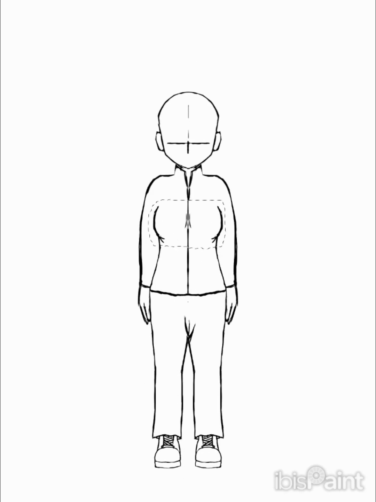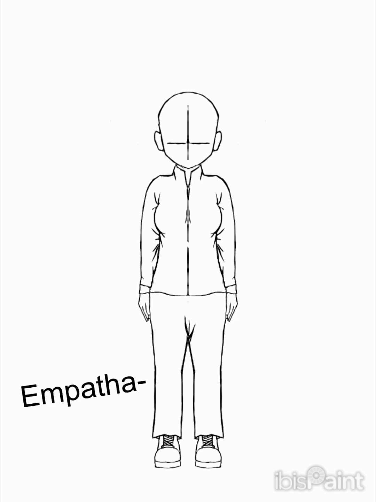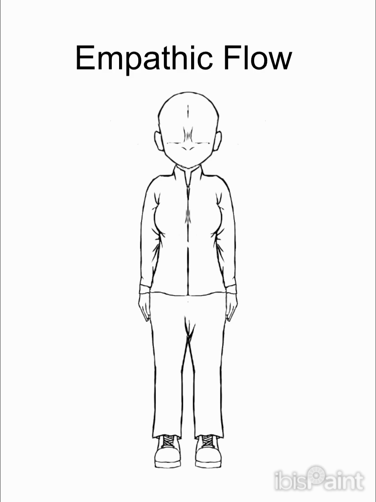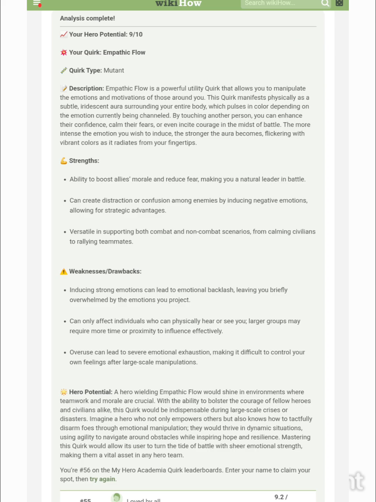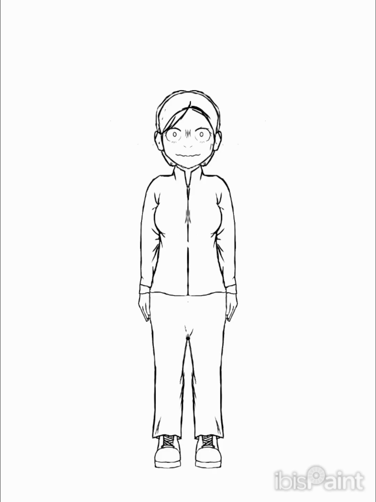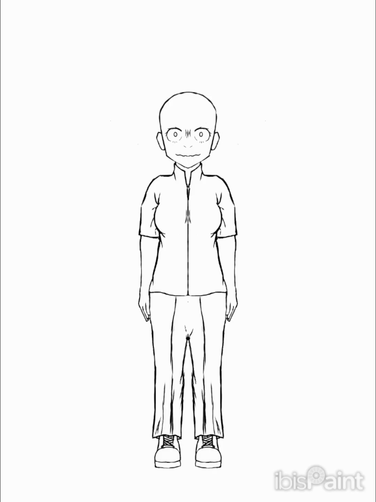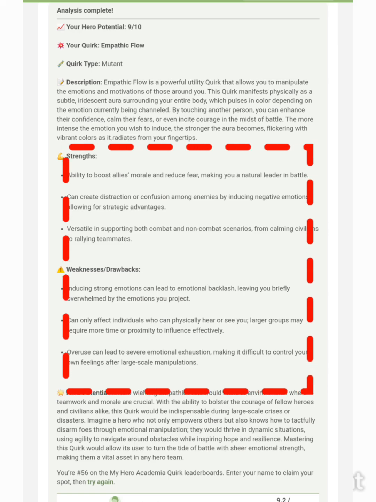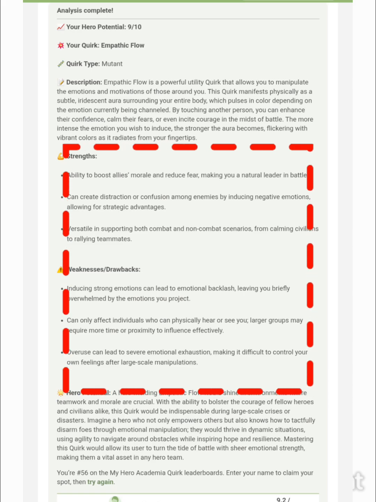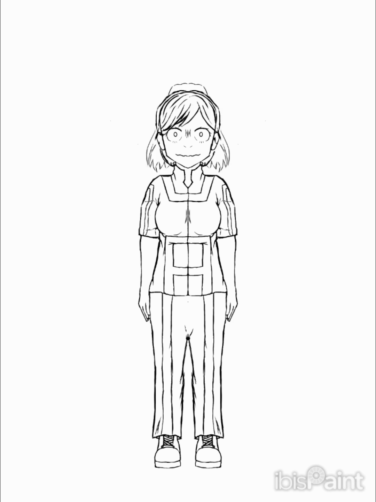The first quirk I ended up liking was something called empathic flow, a utility quirk that allows you to motivate and manipulate the emotions and motivations of those around you. Strengths and weaknesses are listed too, which makes things even better.